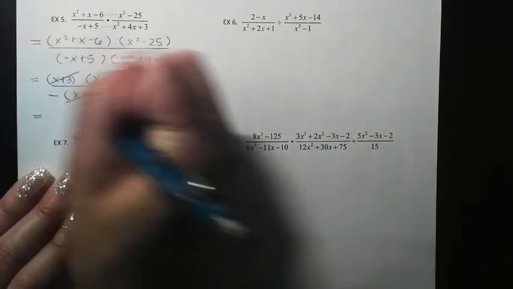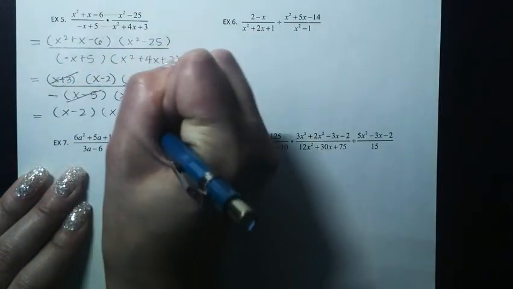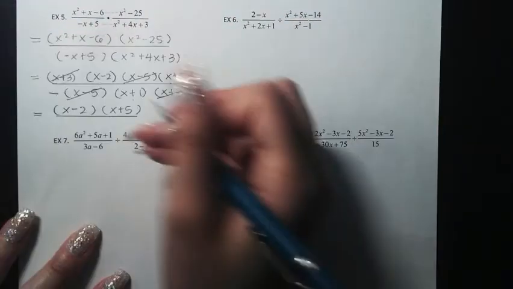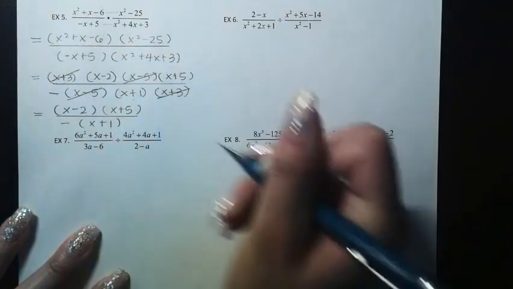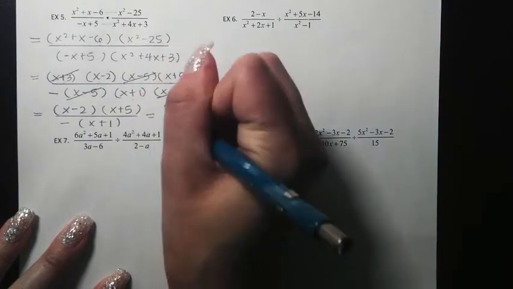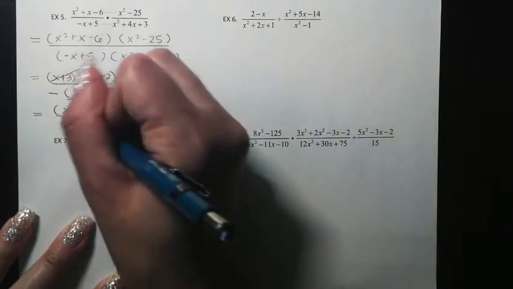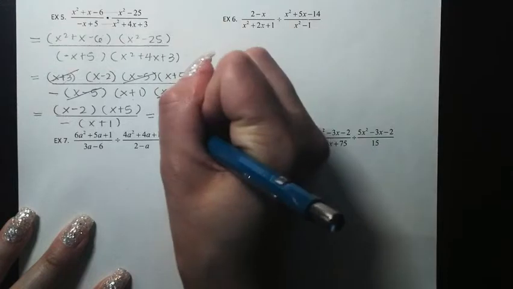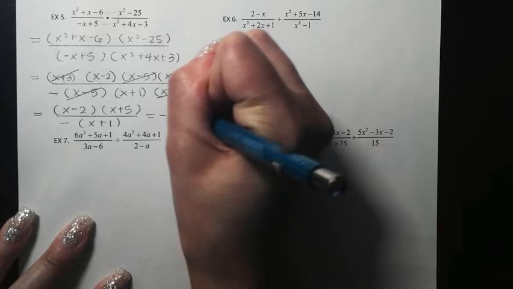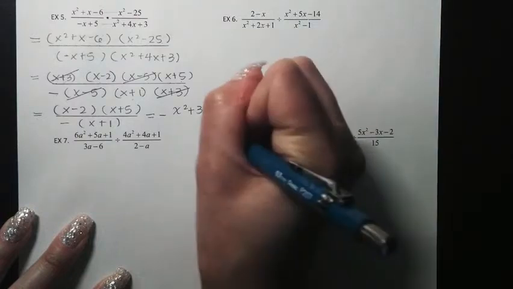So we rewrite what we have: x minus 2 times x plus 5, and then again your division line, and you have negative x plus 1. That's as much as you can simplify. If you want to write this as the multiplication and distribute the negative, I would put the negative at the front, and then this is x squared plus 3x minus 10 because I do the distribution of that one, and then the x plus 1 here.